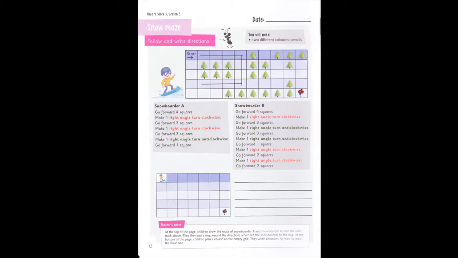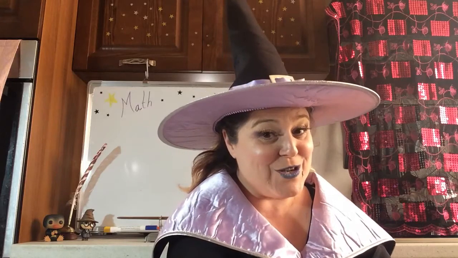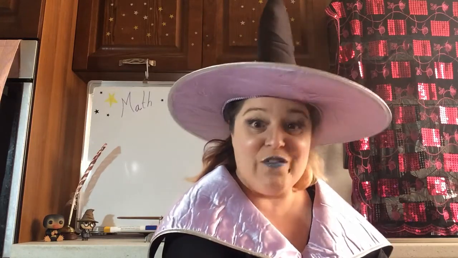Make 1 right angle turn anti-clockwise. There we are. Well, that's the last instruction. Are we at the flag yet? Nope. Guess those aren't it. Snowboarder A was obviously not the correct set of instructions.